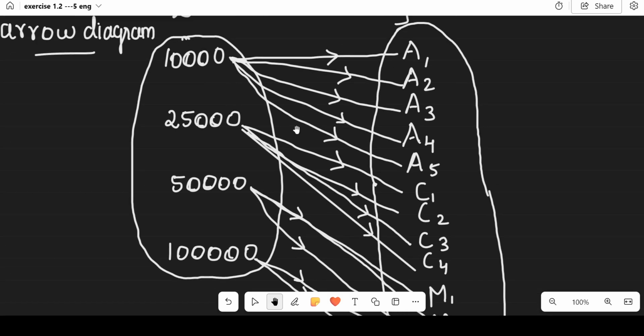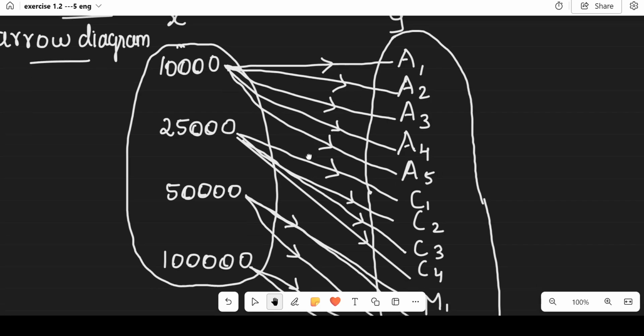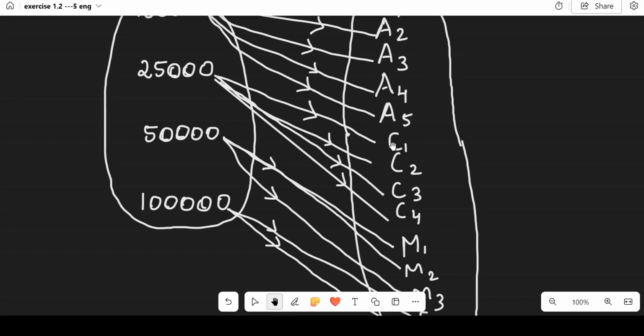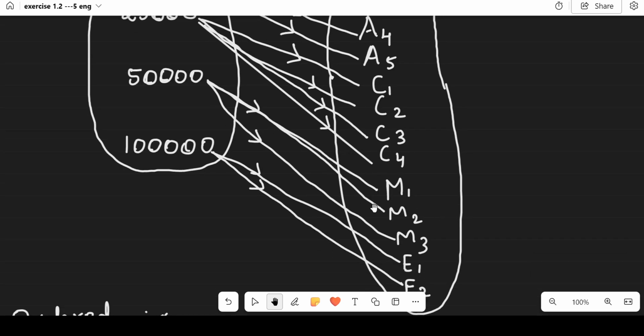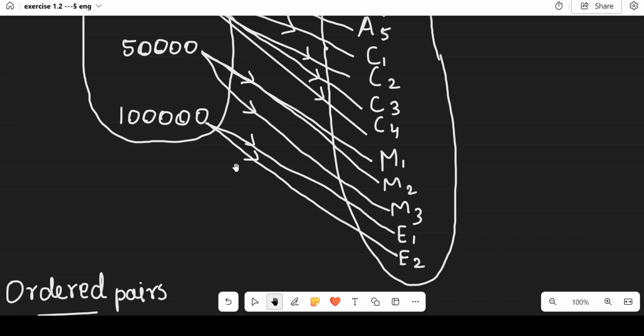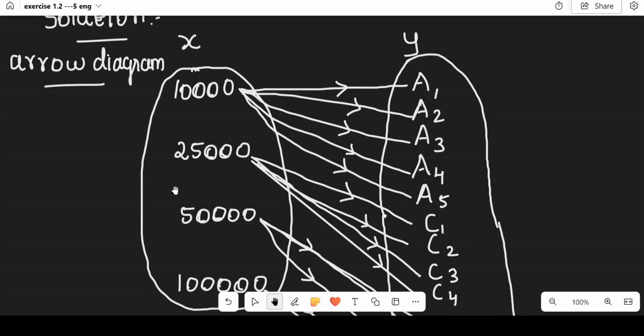Okay, you have to read the question carefully. Then only you can relate the elements of X and Y. So we can relate easily, right? 10,000 to each of A1, A2, A3, A4, and A5. 25,000 for C1, C2, C3, C4, and 50,000 for M1, M2, M3, 1 lakh for E1 and E2. That is the relation. This is all about the arrow diagram. Okay, this is the solution as an arrow diagram.